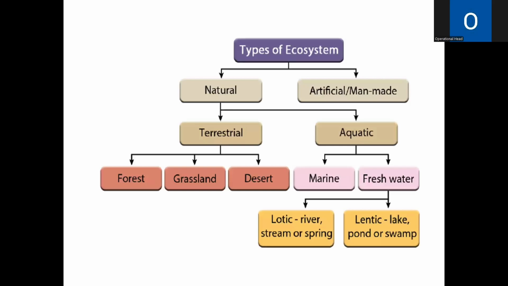Okay, look at the mind map of types of ecosystem. One is natural, second is artificial, man-made. Natural is further categorized into two: terrestrial and aquatic. Terrestrial is land: forest, grassland, desert. Aquatic is related to water: marine and fresh water. Fresh water is further divided into two: lotic, river, and lentic, lake.